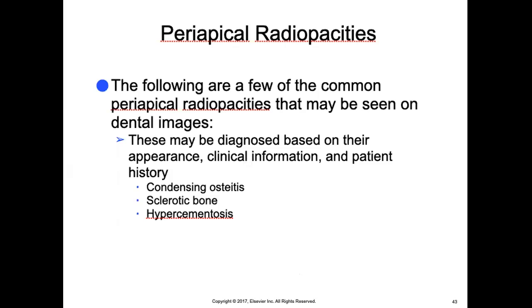The following are a few of the common periapical radiopacities that may be seen on the dental image. So these may be diagnosed based on their appearance, clinical information, and patient history. And they include condensing osteitis, sclerotic bone, and hypercementosis. So any of these radiopacities found near an apex or tooth apex may be diagnosed based on the characteristic dental image findings and corroborating clinical information.